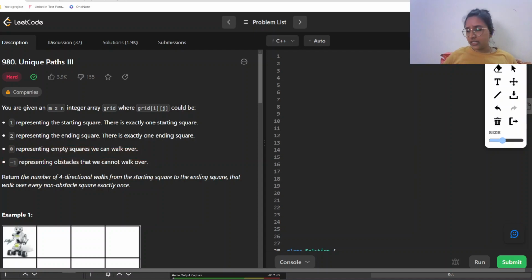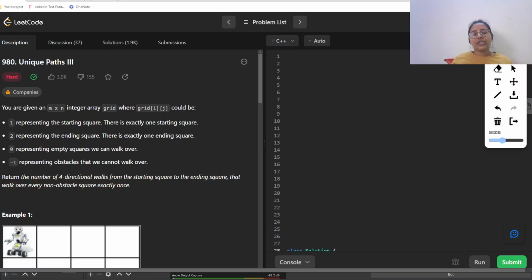Now what the question wants us to do is return the number of four directional walks from the starting square to the ending square that walk over every non-obstacle square exactly once. Means basically wherever there is no obstacle, there we need to walk and get all those paths which are there without the obstacles. That's the only thing which we are required to do here.